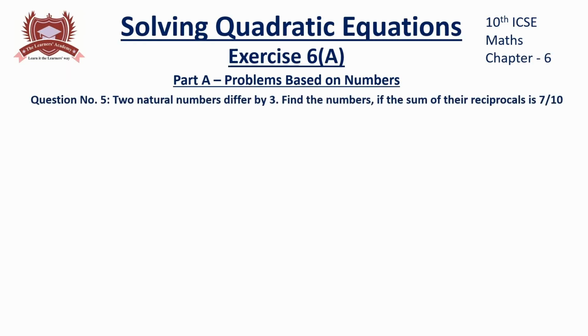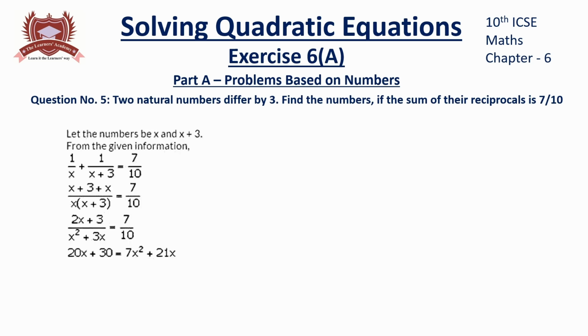The next thing that we have is: two natural numbers differ by 3. Find the numbers if the sum of their reciprocals is 7 by 10. We have done this type of sum before, so we will do it quickly. Call one x and the other x plus 3, so we have 1 upon x plus 1 upon x plus 3 is equal to 7 upon 10.